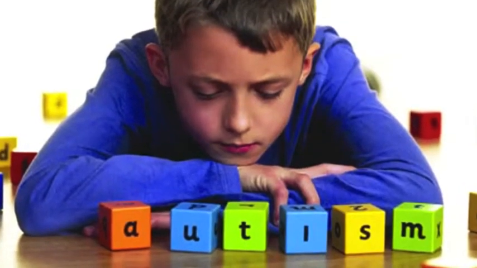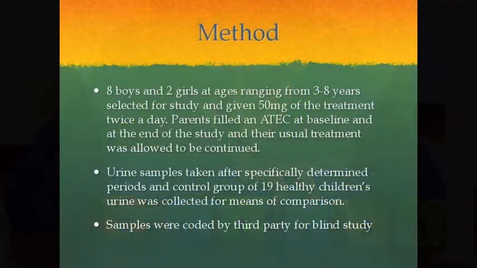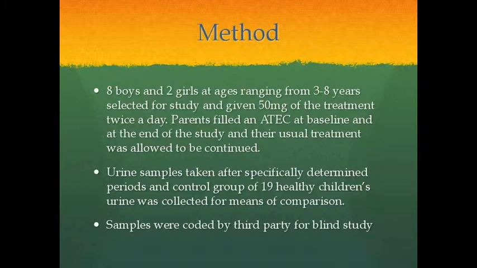8 boys and 2 girls at ages ranging from 3 to 8 years were randomly selected for the study and given 50 milligrams of TTFD twice a day. Parents filled an ATEC at baseline and at the end of the study, and if the children were receiving a separate treatment, it was allowed to be resumed.